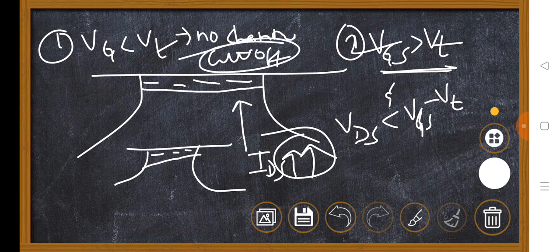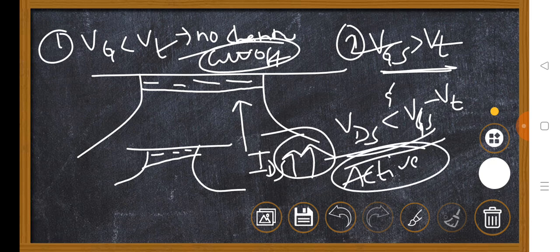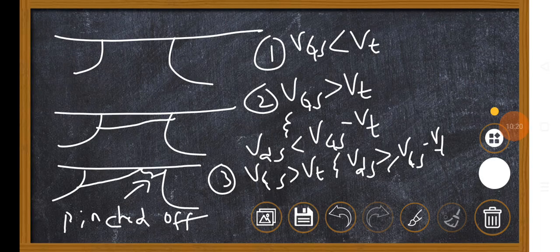This is cutoff. When VDS is less than VGS minus VT, the current increases and this region is called the active region. Okay. Now we will see what happens when VDS is further increased. Now observe very carefully. I am going to show some variations in the channel.